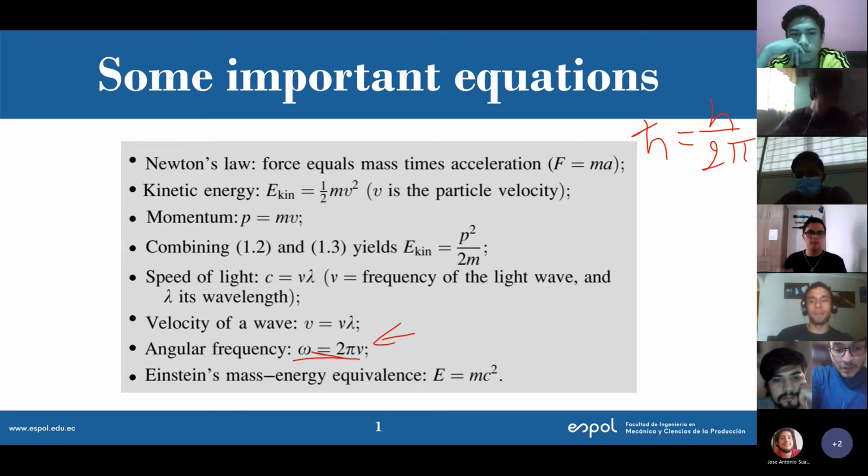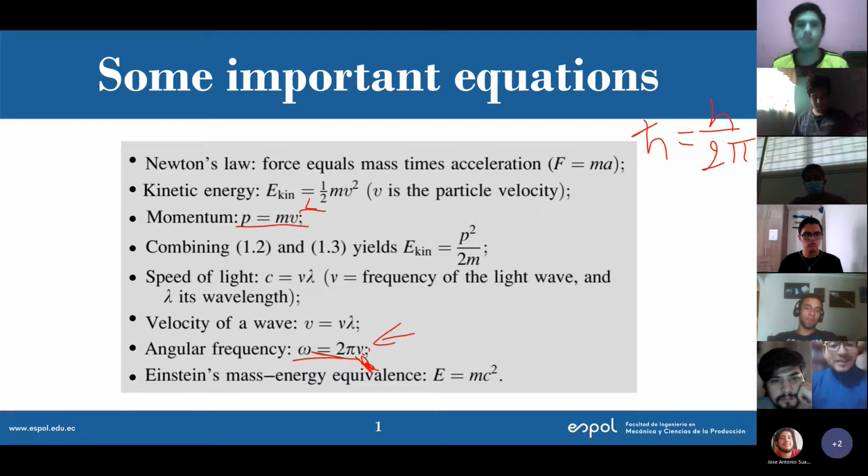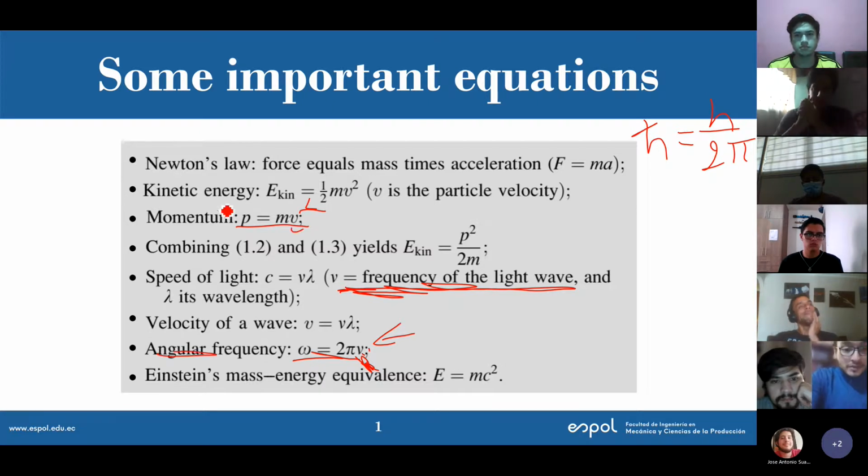Remember, angular frequency is equal to 2 times pi times ν. This is frequency, right? This is not really velocity. Velocity is, I think we have velocity here. In the momentum equation, momentum is equal to mass times velocity. So that v is not equal to this v. This v is the frequency of the light wave, the same ν we have in angular frequency. That's not velocity. Velocity is the v from momentum. I forgot this equation.